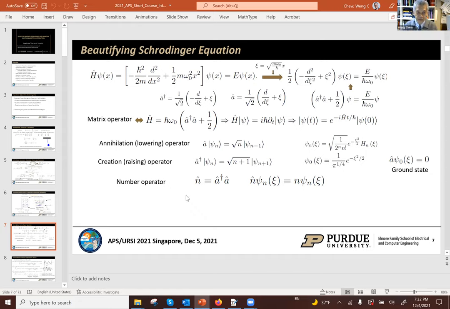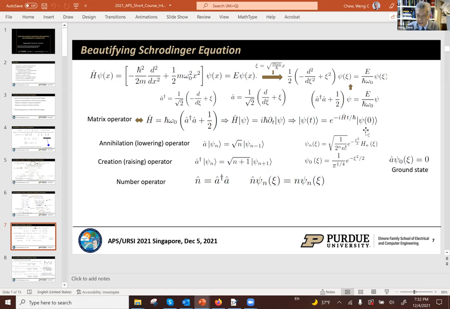And what is more important is that this annihilation and creation operators are known in closed form. Psi of n is also known in closed form, as we show in the previous slide. You can do by back substitution very easily to show that a hat operating on psi of n will give you psi of n minus one, and a dagger operating on psi of n will give you psi of n plus one. And hence this is also called the lowering operator in addition to the annihilation operator. This is called the creation operator, or the raising operator.